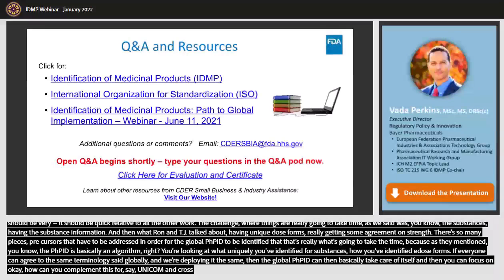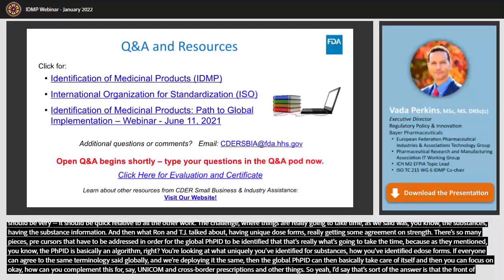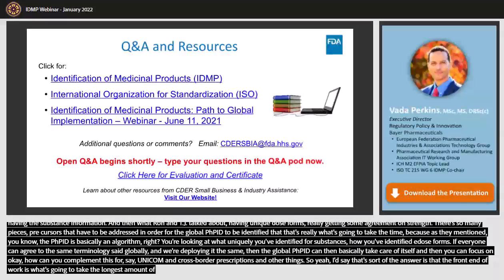So yes, I'd say that's sort of the answer: the front end work is what's going to take the longest amount of time, and until we actually get a handle on that, we won't necessarily know when we'll have a global PHPID.